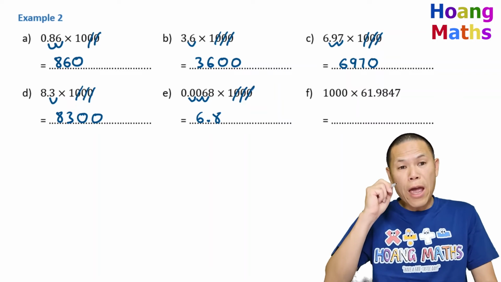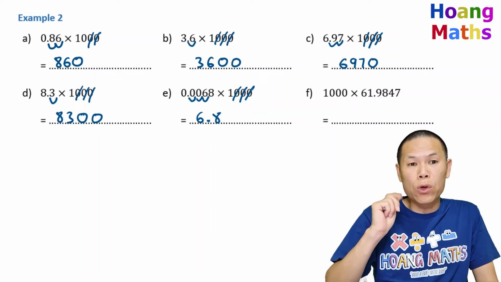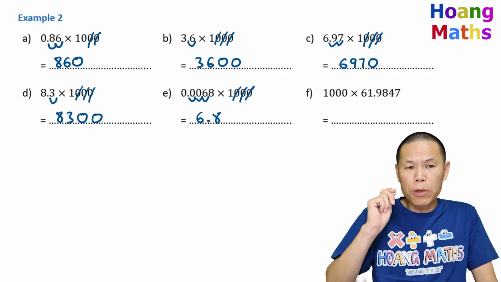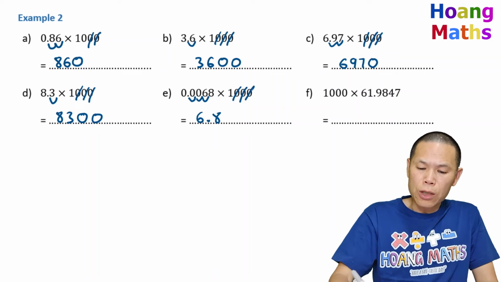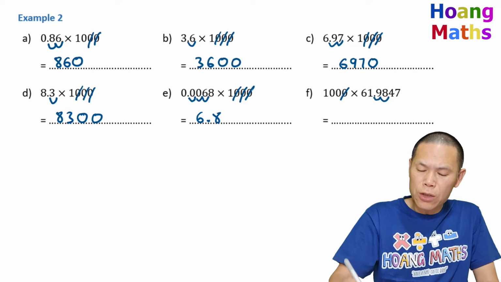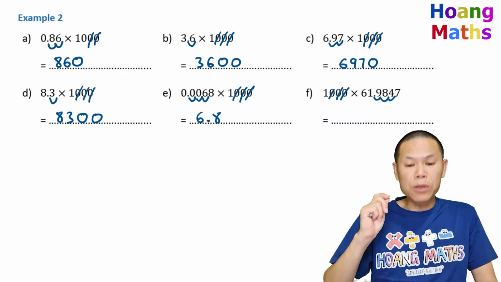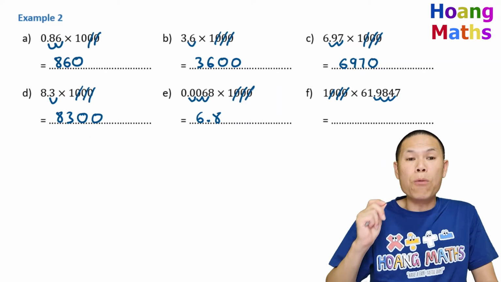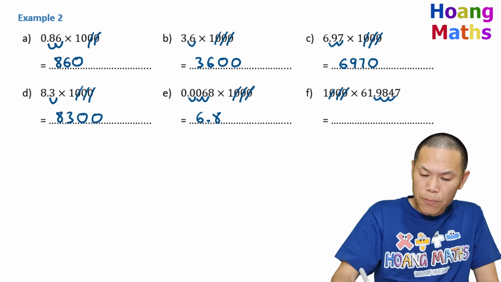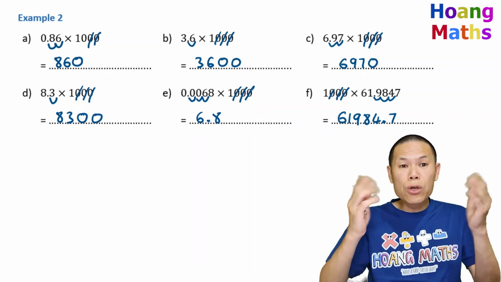Part F. We have 1,000 times 61.9847. Again, the number should get bigger when we times 1,000. Therefore, we move 1 to the right, and this one. We move another 1 unit to the right, cancel this. We move another 1, we cancel this. So that becomes 1 times 61984.7. So the answer should give me 61,984.7. So there you go.